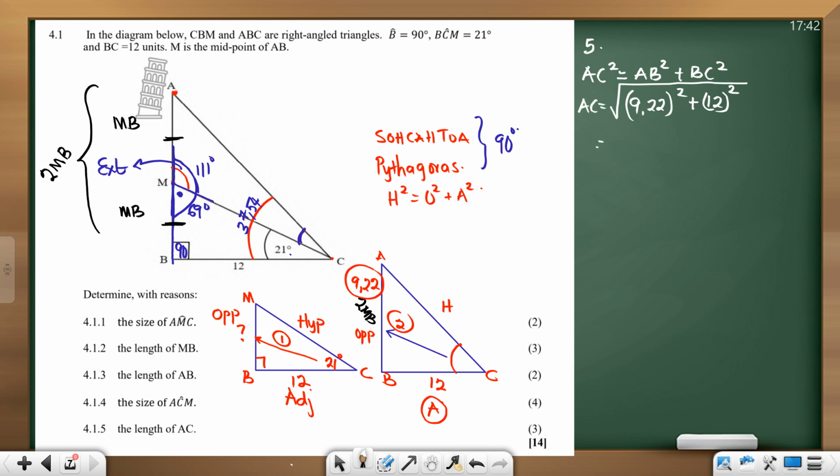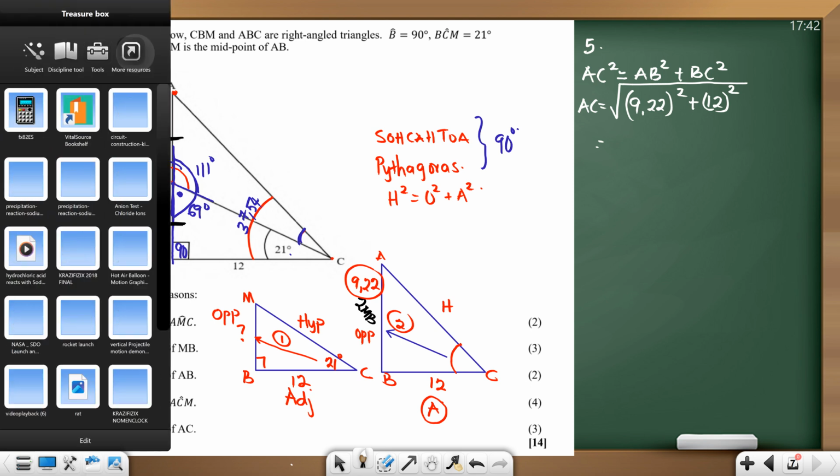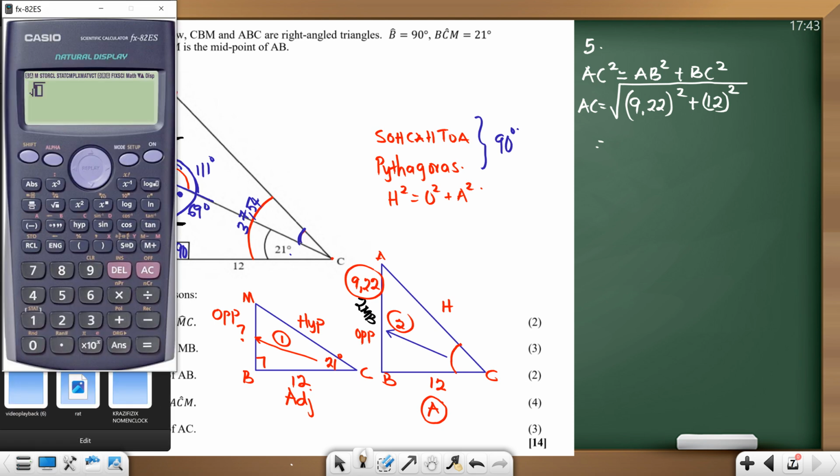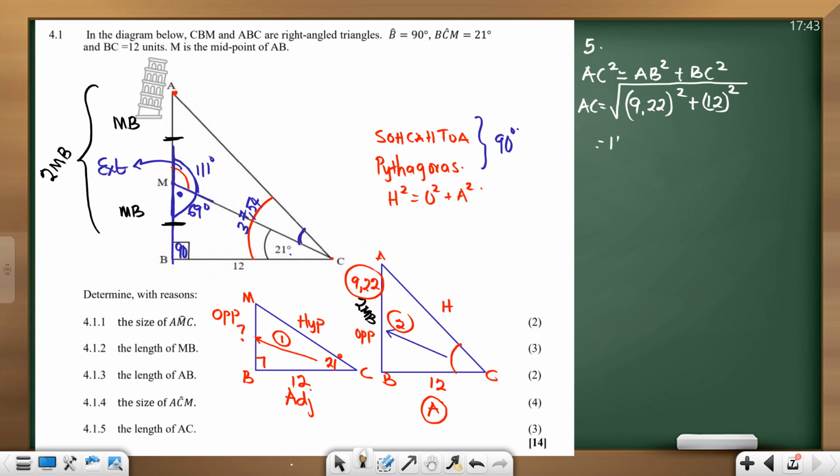And all I need to do is to ask my dearest friend, calculator, to help me. 9.22 squared plus 12 squared. With the square root already, I get my answer: 15.13.